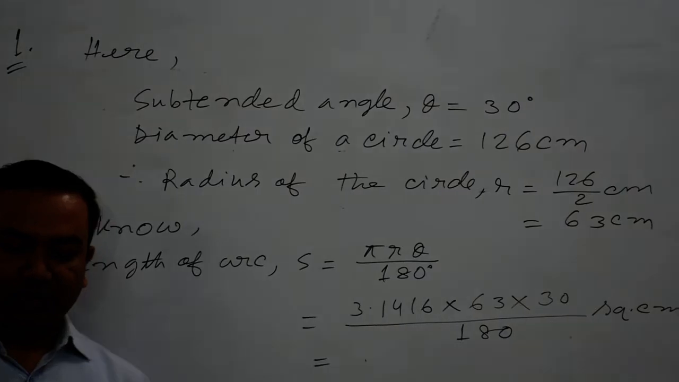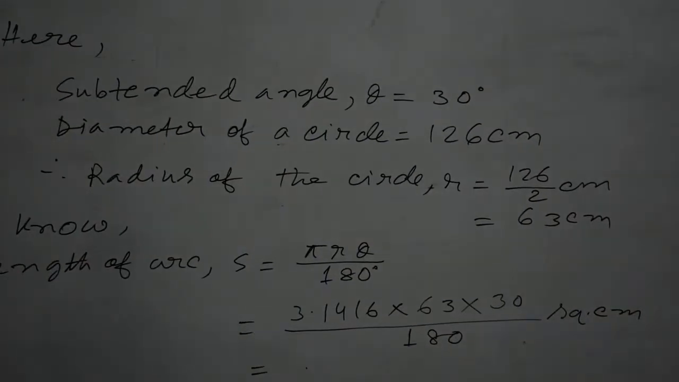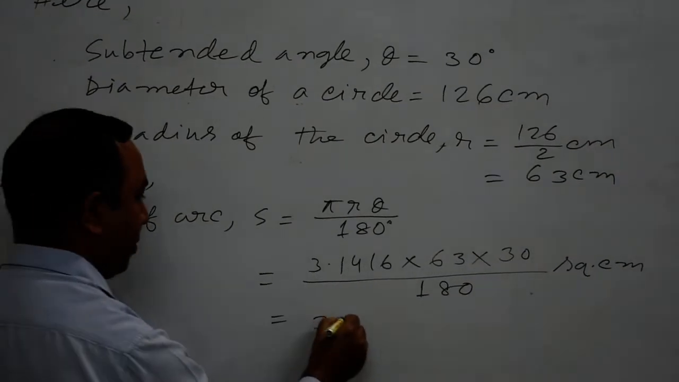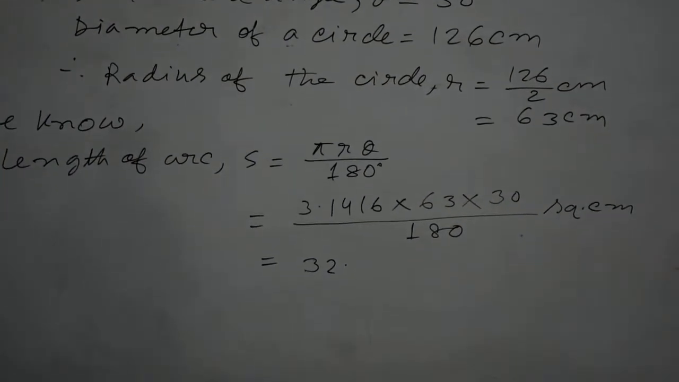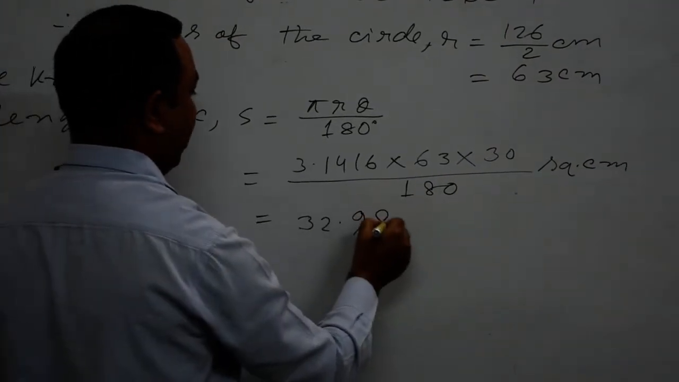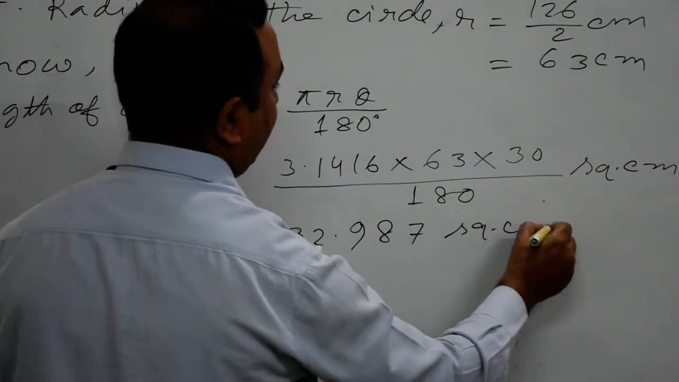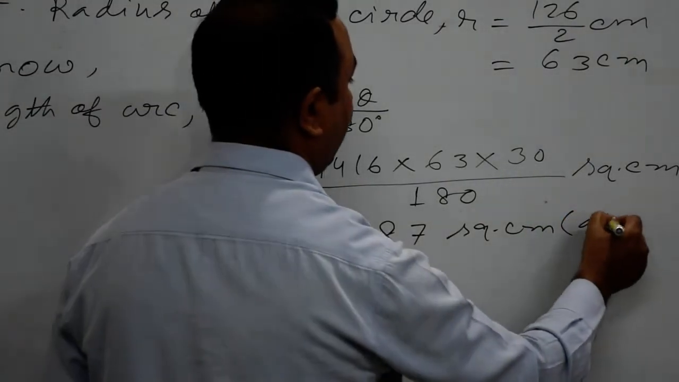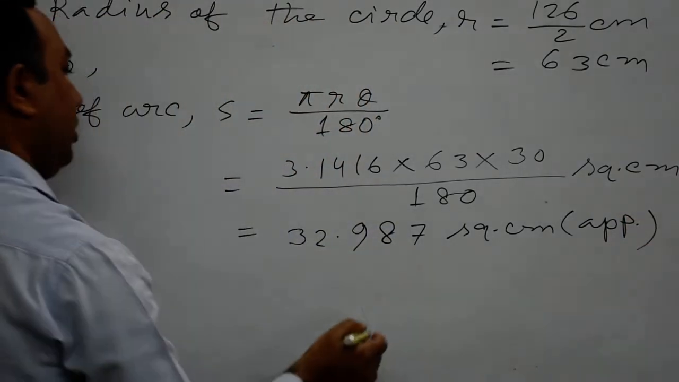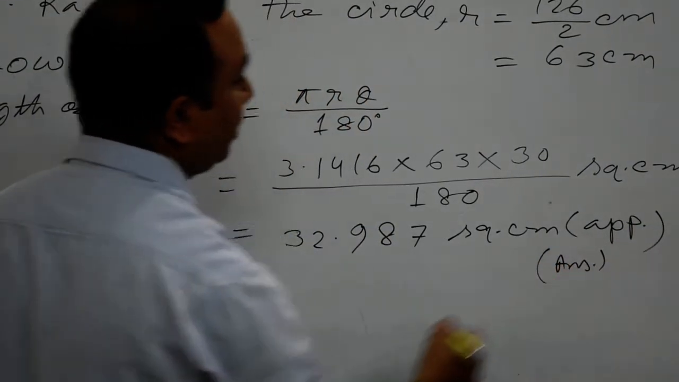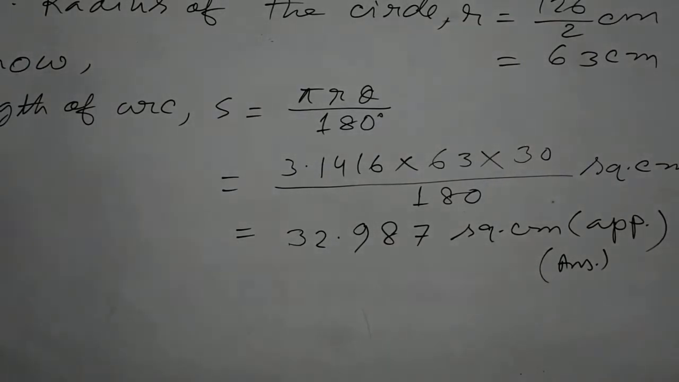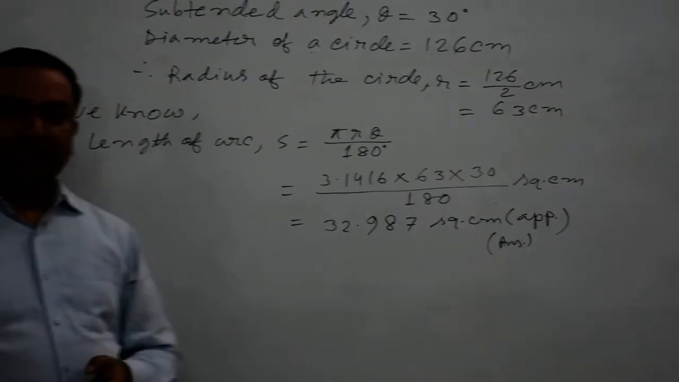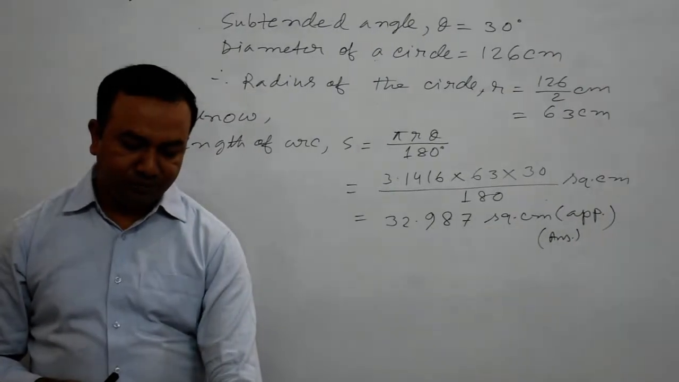Just using your calculator, you can easily calculate the result, and the result I am directly writing, that is 32.987 square centimeter. Since I have taken the approximate value of pi, here you should also write approximately. I am writing the answer directly here. I hope, students, you can understand this solution easily. So I am going to the next problem.